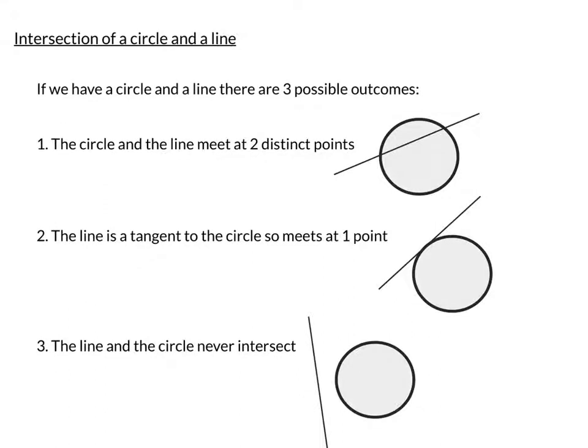Hi there. So we're looking at the intersection of a circle and a line. As you can see, I've got everything ready for this one. If we have a circle and a line, there are three possible outcomes.